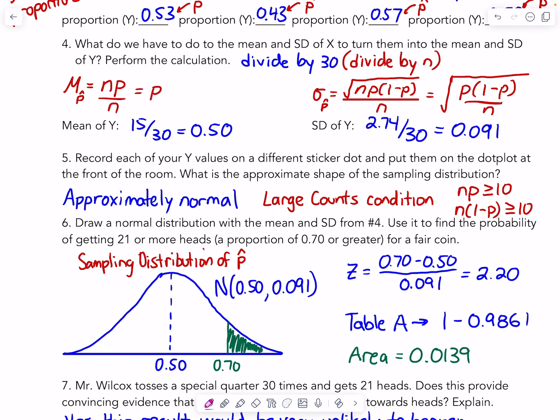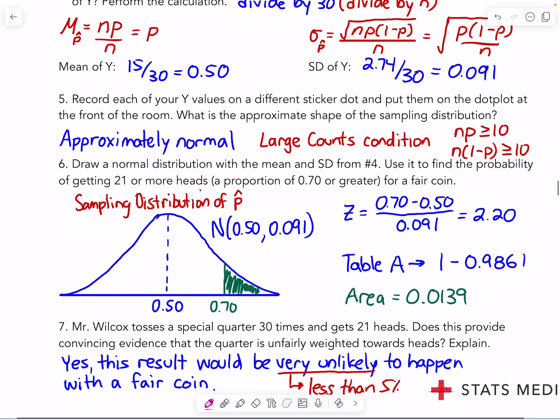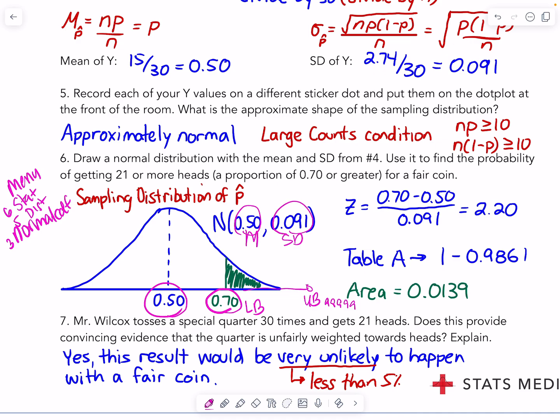So if I were to draw a normal distribution, I would have my mean as 0.5 and my standard deviation of 0.091, which I got from number 4. You can see I found the z-score and found it from the table. But remember, I can also do normalcdf on my calculator. To get normalcdf, remember it's menu, stat, distribution, and normal CDF. So that's 653. The lower bound would be 0.7. The upper bound goes forever and ever, so I'd put anything that's way off the chart, like a bunch of 9s. The mean is 0.5 and the standard deviation is 0.091. And I would get the same thing that's demonstrated on the chart.